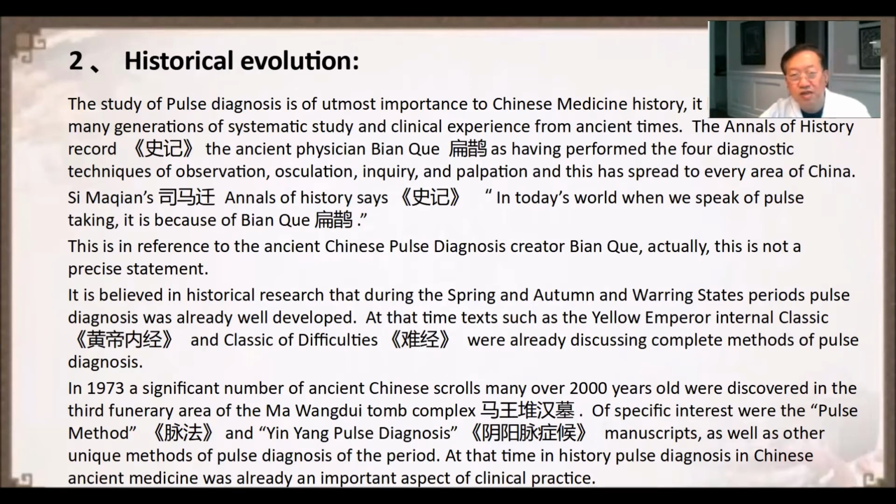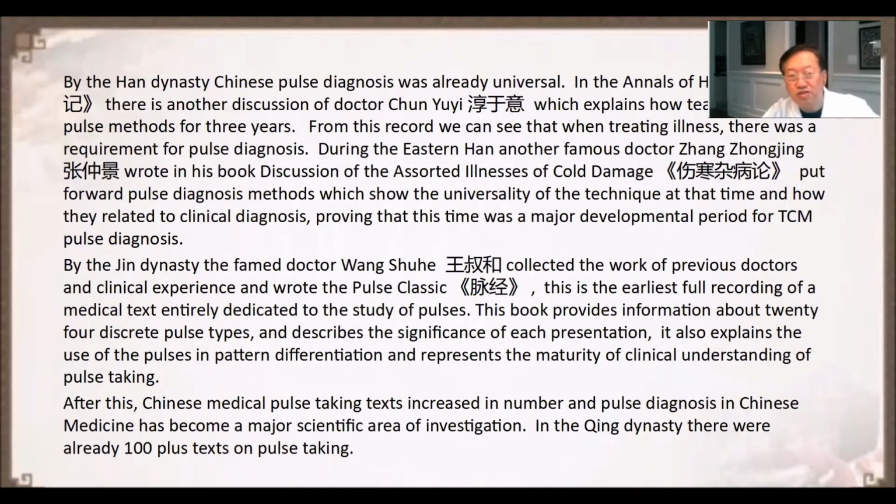In 1973, a significant number of ancient Chinese scrolls, many over 2,000 years old, were discovered in the third funerary area of the Ma Wang Dui tomb complex. Of specific interest were the pulse method and yin-yang pulse diagnosis manuscripts, as well as other unique methods of pulse diagnosis of the period. At that time in history, pulse diagnosis in Chinese ancient medicine was already an important aspect of clinical practice. By the Han Dynasty, Chinese pulse diagnosis was already universal.